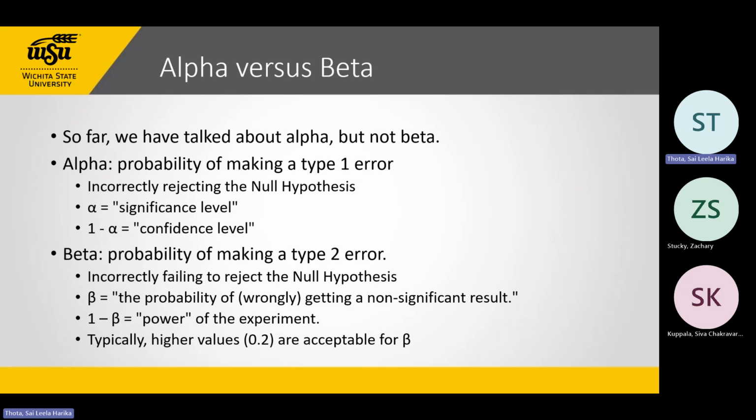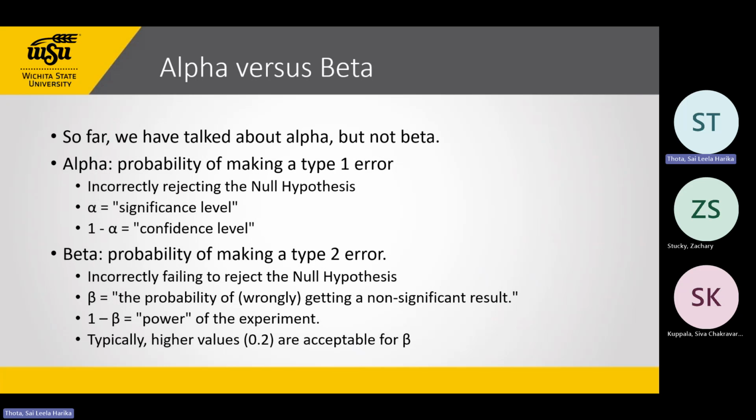And what is beta? It is the probability of making a type 2 error. So alpha in simple terms is the probability of making the type 1 error, and beta in simple terms is the probability of making type 2 error, incorrectly failing to reject the null. So in type 2 error, we fail to reject the null hypothesis. It is the probability of wrongly getting a non-significant result, and 1 minus beta will be the power of the experiment.